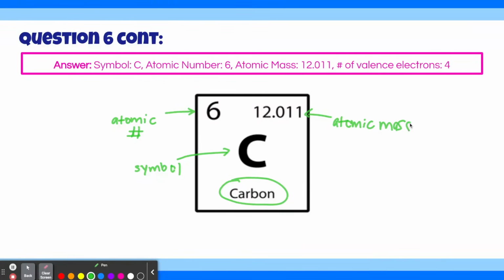mass. The atomic mass is the average of all the mass numbers of all the isotopes of an element based on how common each of those isotopes are. So if you want to know quickly which one is atomic number and which one is atomic mass, atomic number is always going to be a whole number, and atomic mass usually has a decimal near it.